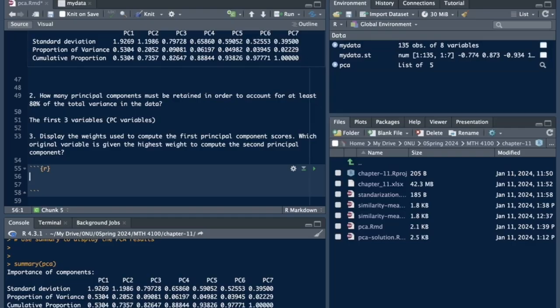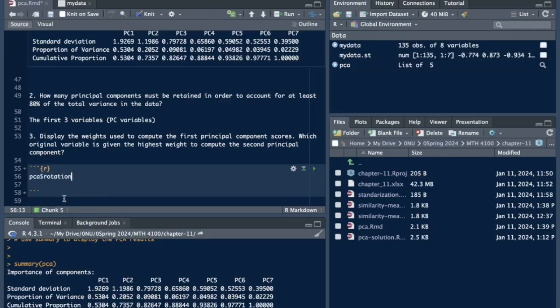If the question says, display the weights used to compute the first principal component scores, which original variable is given the highest weight to compute the second principal component? So this part contains 2 ideas. Number 1 is display the weights used to compute the first principal component, PC1. So to do this, we go to the PCA object that we created. If you add $, you're going to have options. So we have rotation, we have center, we have scale, we have x.